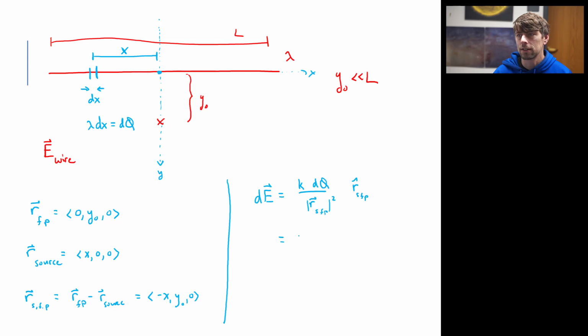K, of course, is a constant. We've already had a brief discussion about dq being equivalent to lambda dx. We have our relative position vector, so finding the magnitude shouldn't be problematic. We apply the Pythagorean theorem. We square the relative position vector. And finding our unit vector is simply dividing the relative position vector by its magnitude.